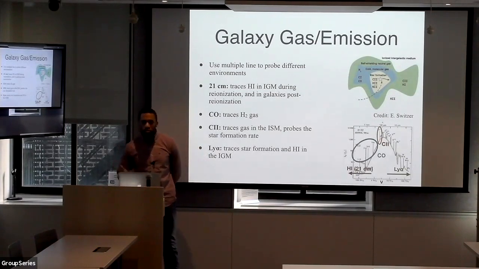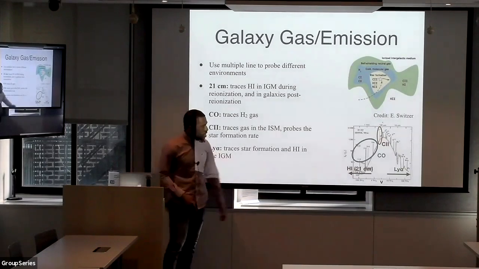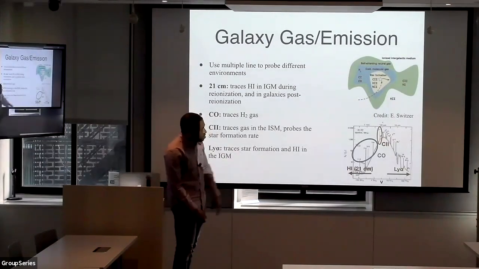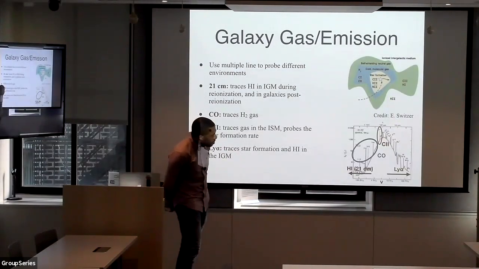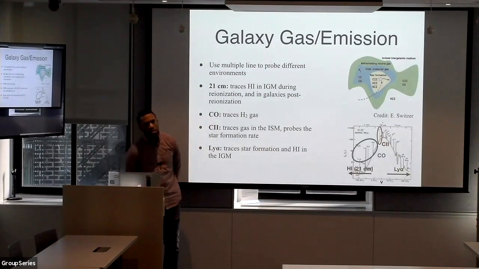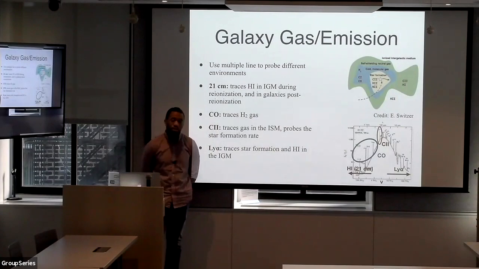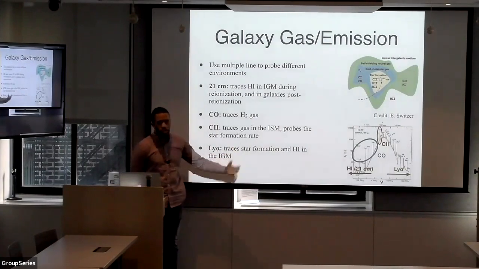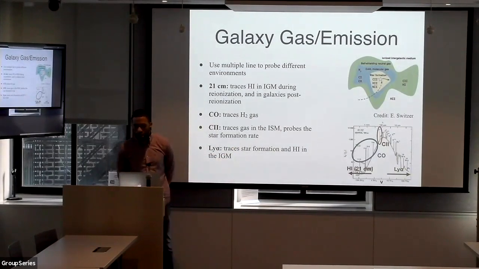And just to get a picture of where these lines show up in the spectra, in case you weren't aware, you can get a spectrum that looks like this, where you have CO lines, C2 lines. H1 is in the radio, so it's at lower frequencies, whereas Lyman alpha in the rest frame is in the UV, the higher frequencies, and of course these redshift over time.